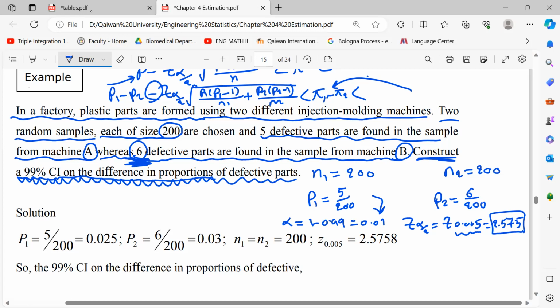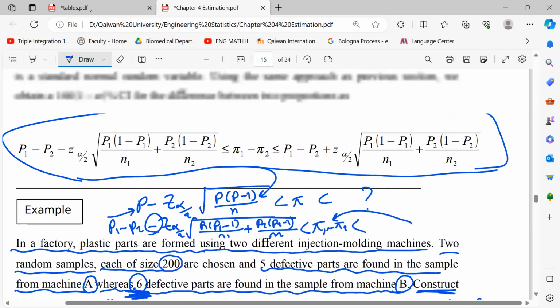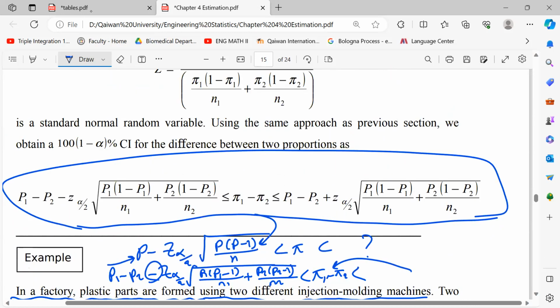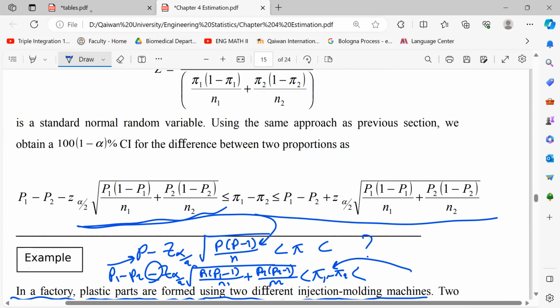We now have Z of alpha over 2, n1, n2, p1, p2. Let's look at the rule. What else do we need to find? p1, p2, n1, n2, and Z of alpha over 2. We don't need anything else. Just look at one side of the rule, and the other side is the same, but this negative sign becomes positive. We just plug these into the rule and we get the results.